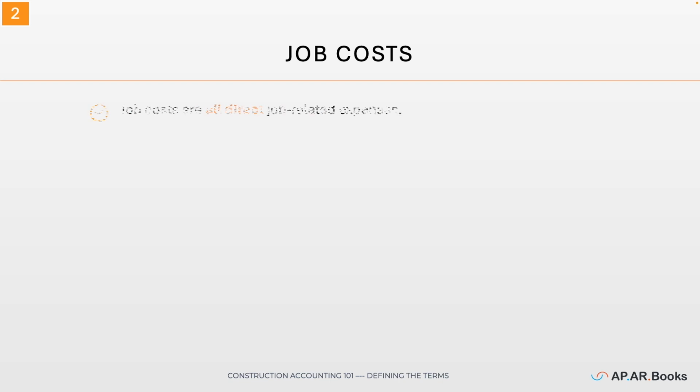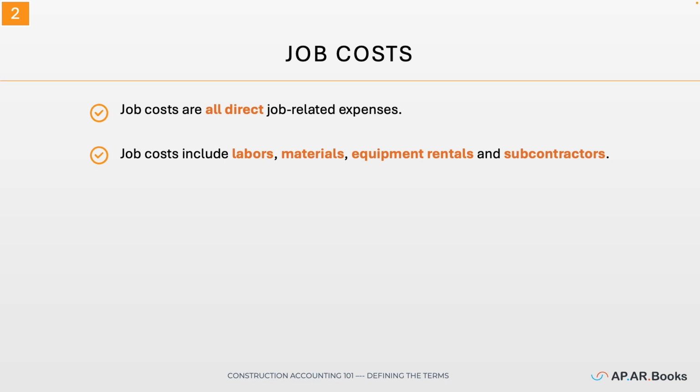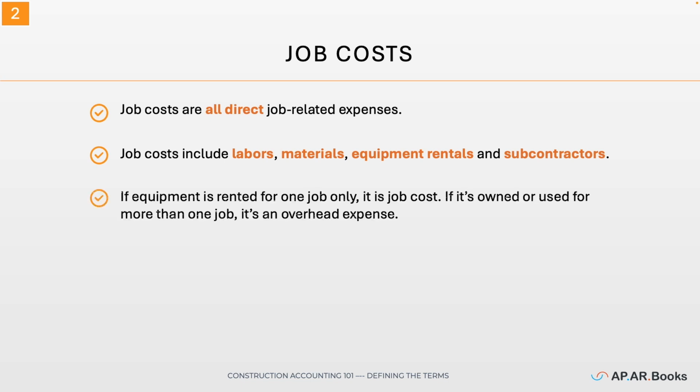Job costs. Job costs are the direct expenses tied to specific projects, like labor, materials, subcontractors, permits, and things like that. But here's where it gets a little tricky. Let's say you're renting equipment. If it's for one specific project, it is a job cost. But if you're using it across multiple projects, it becomes overhead.